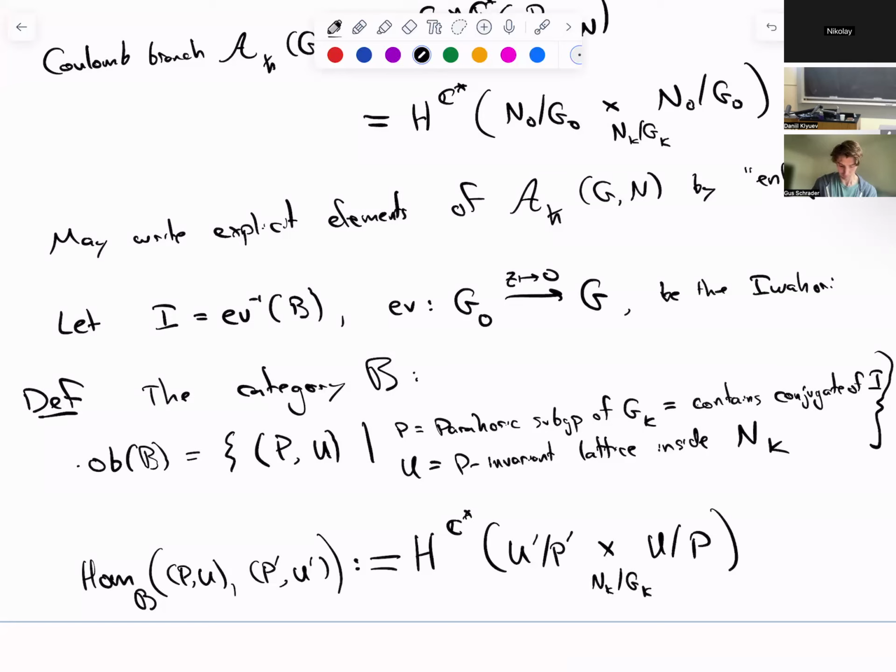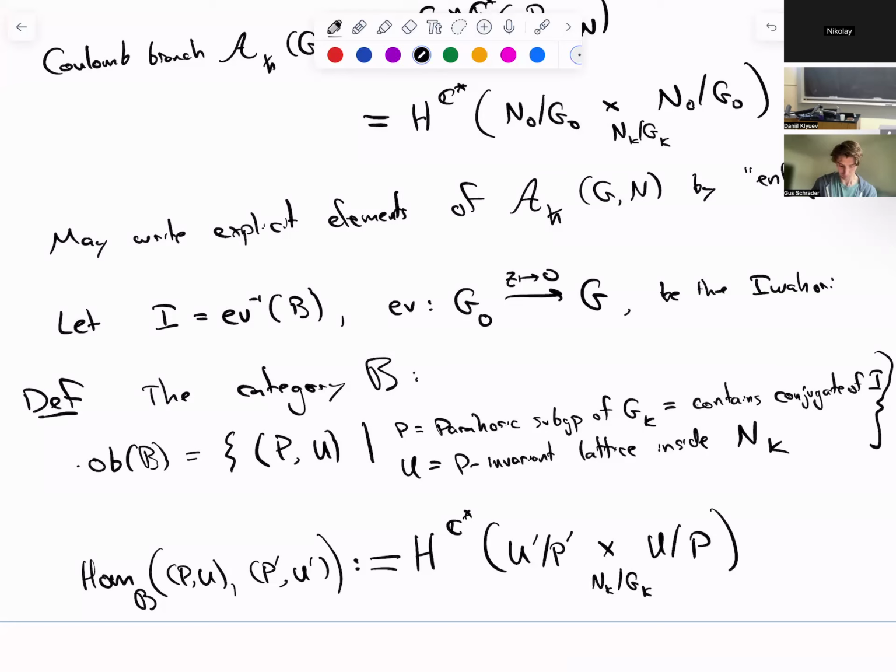And this, okay. Now, this definition allows us to do several things. First of all, we can introduce a larger Coulomb branch, which will be called the Iwahori Coulomb branch. So this will be denoted by taking endomorphisms of, instead of taking the pair Hort to be GO, we just take it to be I.